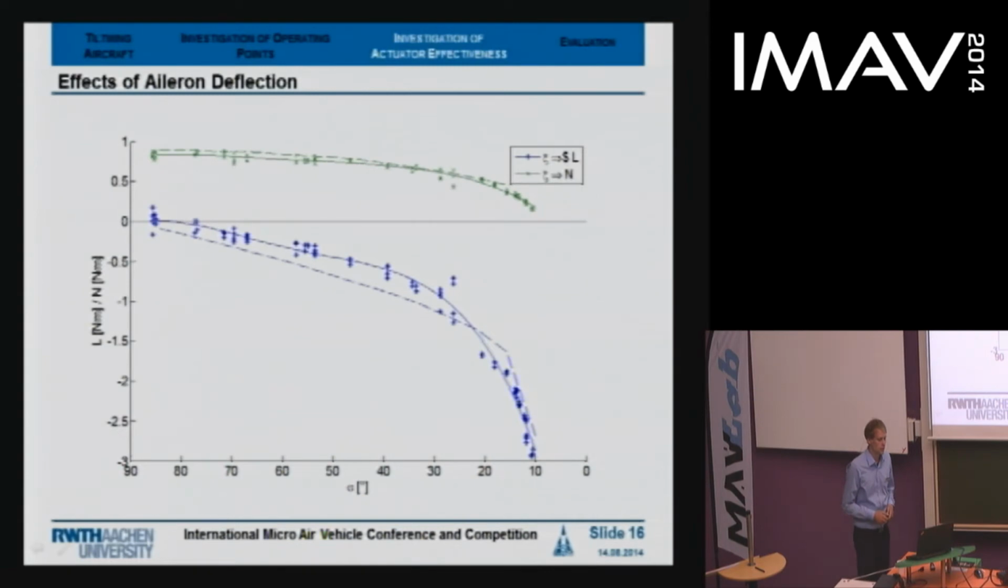And so we can see that in hover, the dynamic pressure only consists of the slipstream of the propellers, and therefore we can only produce a pretty low yawing moment. And on the other hand, in fixed wing flight, where we have like 17 meters per second free stream velocity plus the slipstream of the propellers, we can produce up to 3 Newton meters of rolling moment.